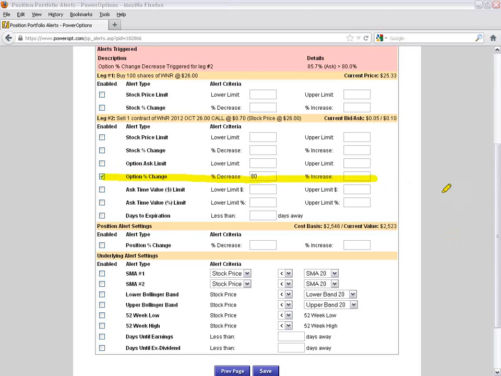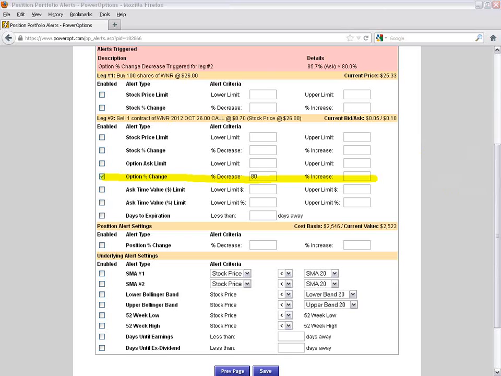Why? Well, it's a common rule for covered call investors and even spread traders that if your short option has dropped 80% of its value, you might want to consider closing it. Sort of the 80-20 rule. I've made 80% of what I expected to make on that position. I might consider closing the call now, closing the whole position, or rolling the position at that time.